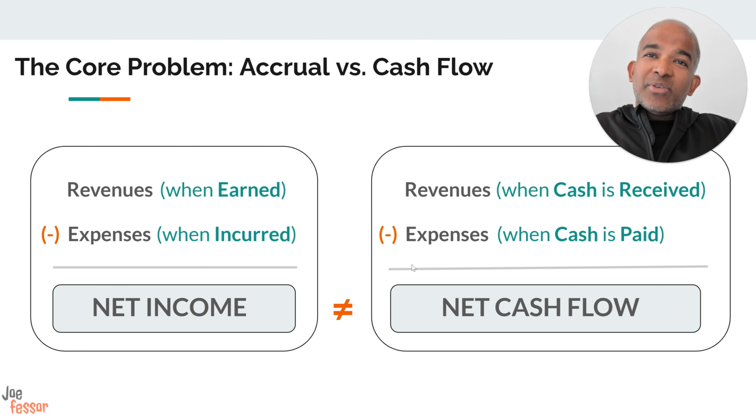Because of this timing difference, net income rarely equals cash flow from operations, which is why we need to reconcile the two. This is the core problem the indirect method solves. The indirect method of presenting this section starts with our accrual-based net income and then applies adjustments to eliminate the non-cash effects, finally giving us the net cash flow from operating activities.